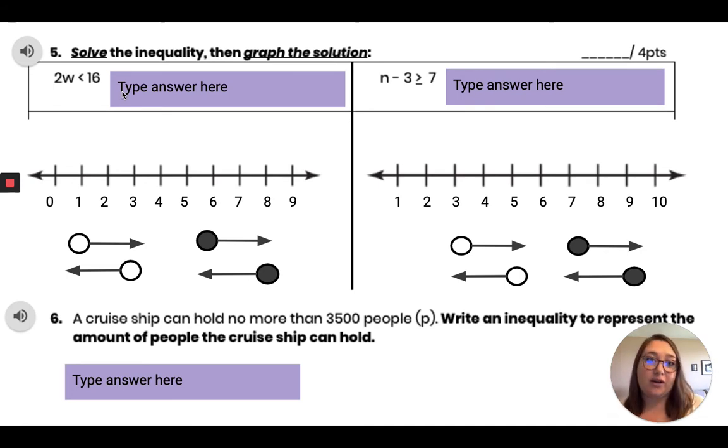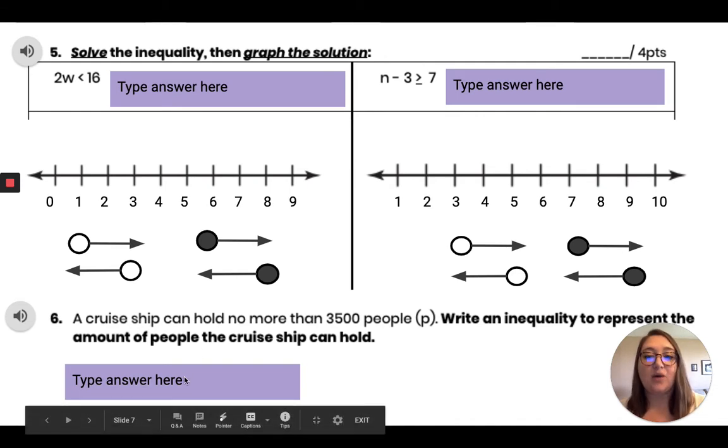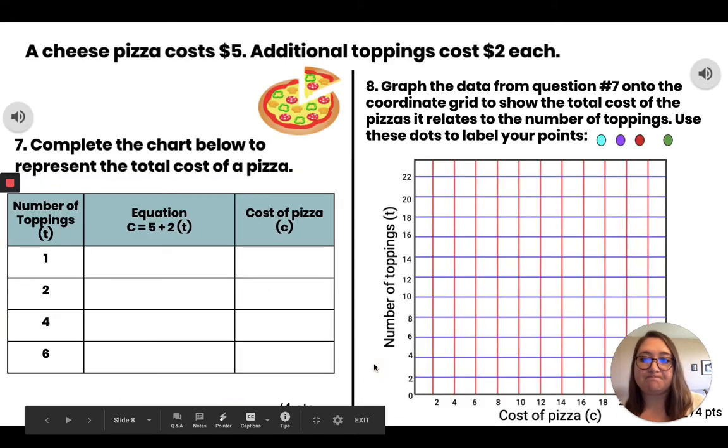For question 5, you are going to then solve these inequalities to tell what W would be less than or greater than, or what N would be less than or equal to or greater than or equal to. And then you are going to graph those as well. For number 6, we have a little bit of a word problem there. That's an inequality. What you'll need to do is not solve anything, but just write an inequality that would show the amount of people that a cruise ship can hold.